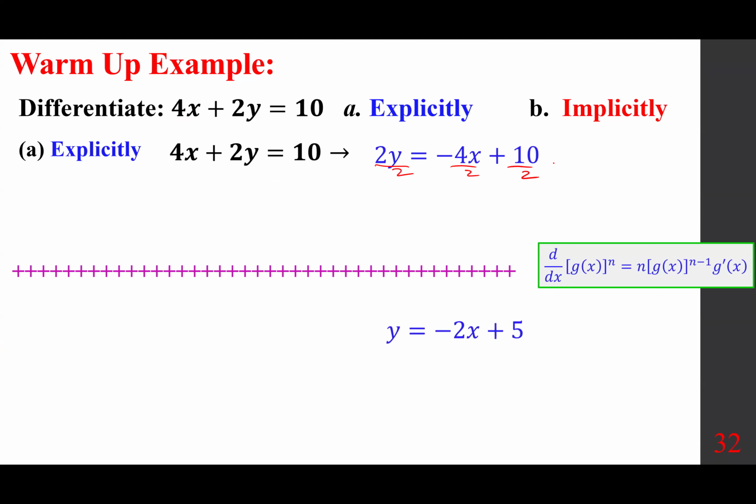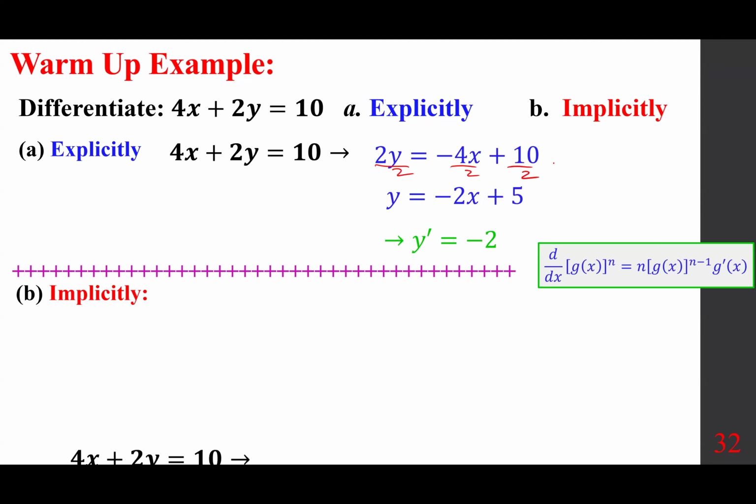Divide everything by 2. Y is negative 2x plus 5, and clearly y prime or dy dx is simply negative 2, and you're done. So that's solving for y explicitly. We've seen this before, but what is implicitly?